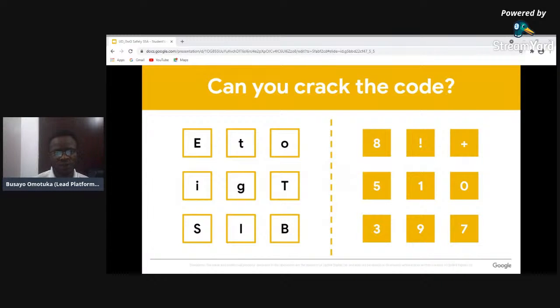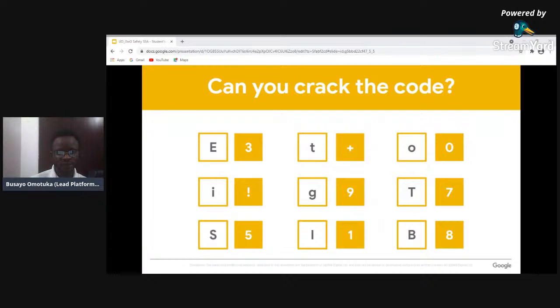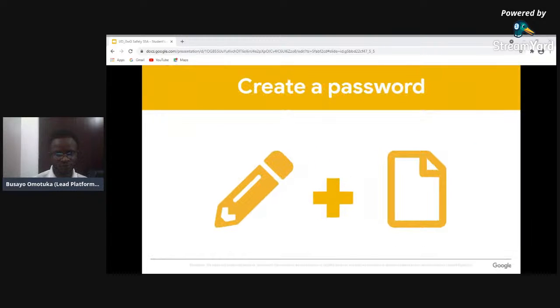So what we have on our screen is a very good example of how to combine letters and numbers together to form a very good password. Right. So let's go further and learn more. So we can see how this is being mixed together. You can actually put the letter E together with the number 3 to form a very strong password. Let's move forward. Now let's train the student how to create it actually.